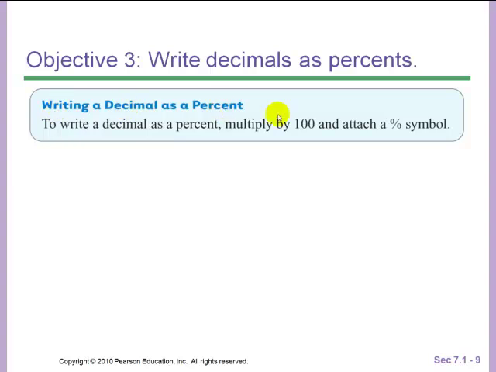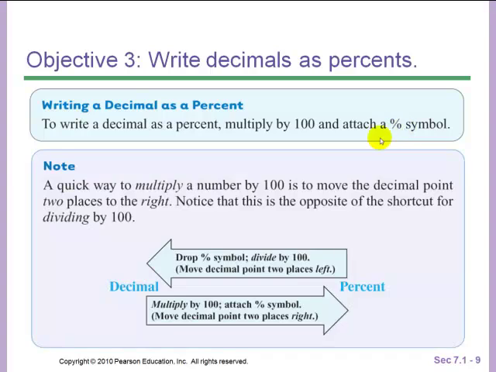Writing a decimal as a percent. To write a decimal as a percent, you multiply by 100 and attach the percent symbol. A quick note: just as we could easily divide by 100 by moving the decimal, you can also multiply by 100 by moving the decimal. In general, when you are going from a percent to a decimal, you divide by 100 and that moves the decimal place 2 places to the left.